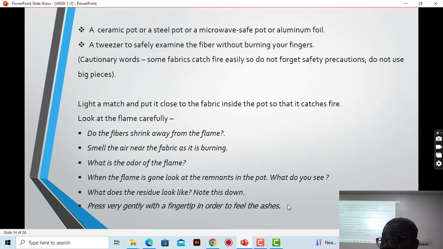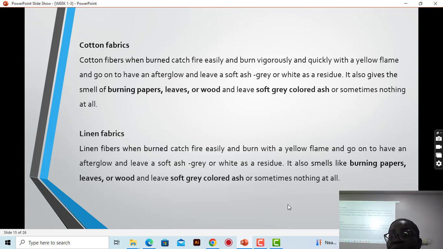Like I mentioned, some ashes are like beads. They are a bit harder. Some are very smooth powder. So it will tell you. Those are the things that we need to look at when we are doing the burning test. Now, how do different fabrics behave after we have looked at these characteristics? We are burning the fabric, so we have noted down all the points we just discussed. Now, if it were cotton fabric, how would it have behaved? Looking at all the points we have already noted. So, a cotton fiber.